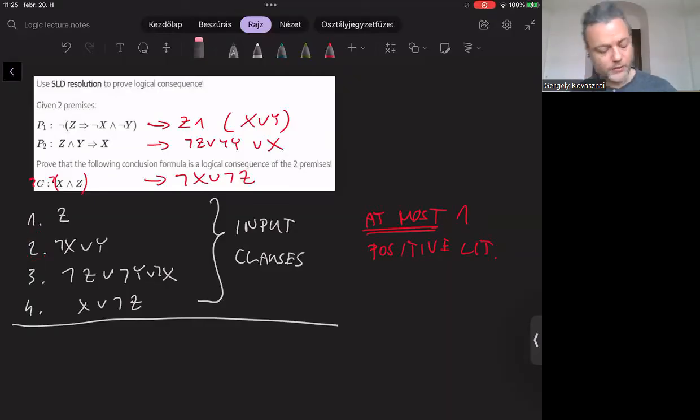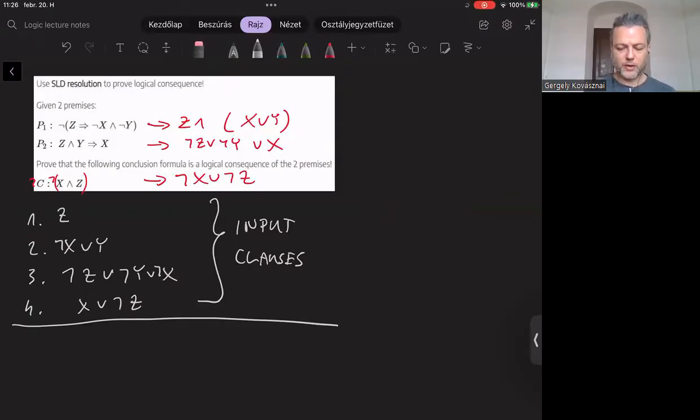Let me note that this translation of clauses into Horn clauses is not always possible. Fortunately, now it was possible, and therefore we can be sure that SLD resolution will be able to derive the empty clause if this input clause set is unsatisfiable. Okay, so let's try to derive the empty clause by using SLD resolution. As always, we pick 2 clauses at the beginning. Let me pick clause number 1 and 4 and resolve them. The resolvent now is X.